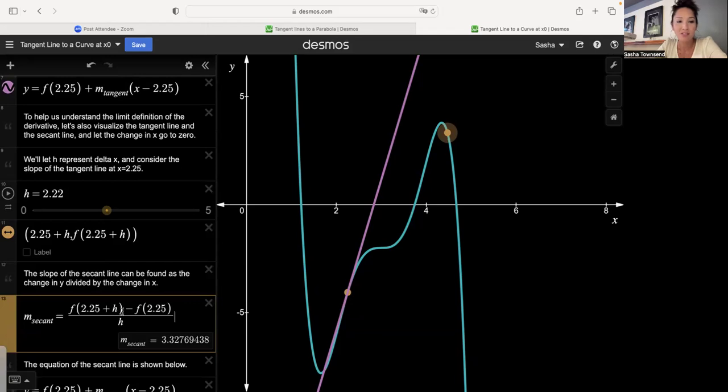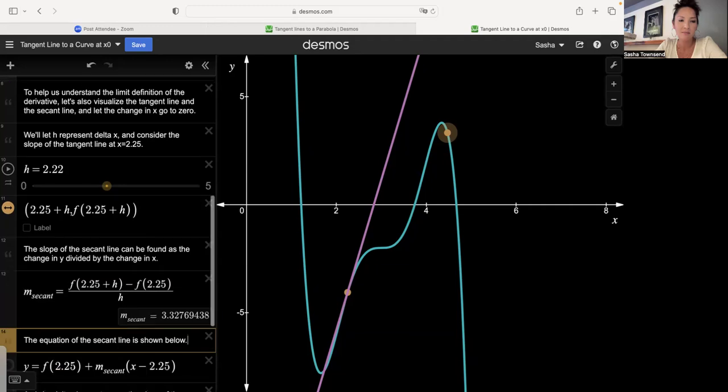And then we will find the slope of the secant line, which is just change in y over change in x, which is f evaluated at 2.25 plus h. So at the second point, minus f of 2.25, so that's our change in y, and divide by the change in x, which is that horizontal distance between those 2 points, which is h. And we see that the slope of the secant line between these 2 points is approximately 3.32.